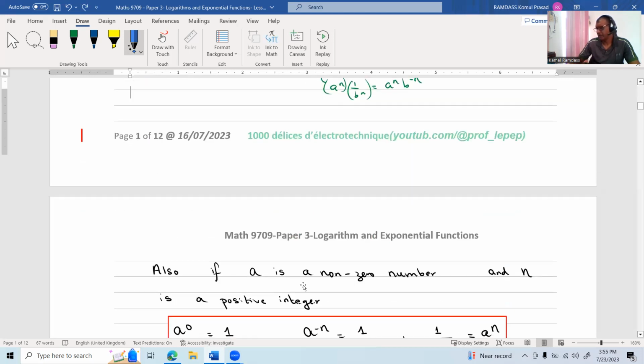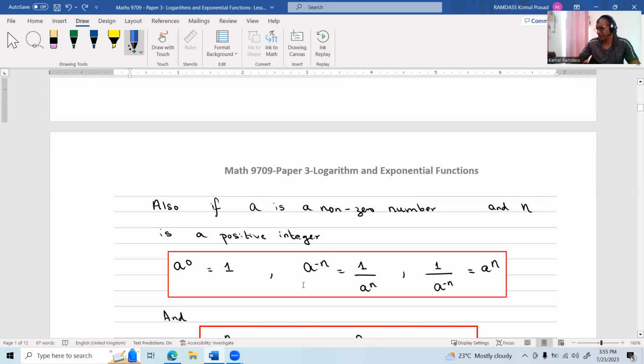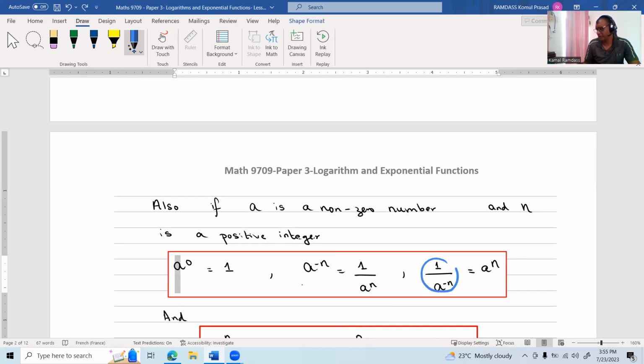OK? Mon dia ça, mon remention ça ici. If a is a non-zero number and n is a positive integer, a to the power of minus n is equal to 1 over a to the power of n, and 1 over a to the power of minus n is equal to a to the power of n. OK? Et mon mention ça ici aussi. A to the power of 0 is equal to 1. Any number to the power of 0 is equal to 1.